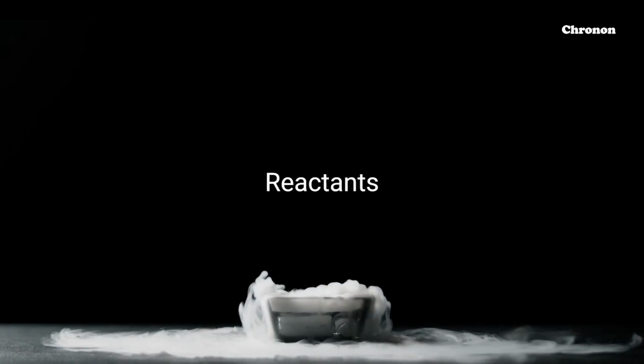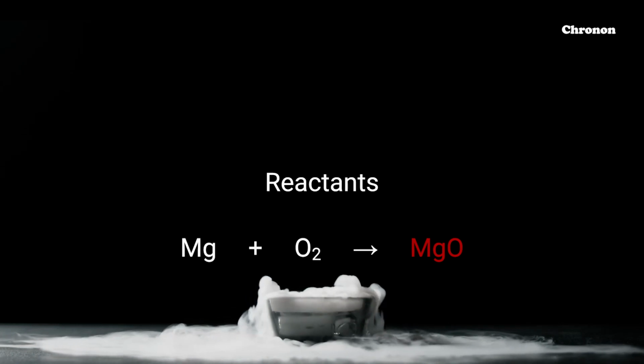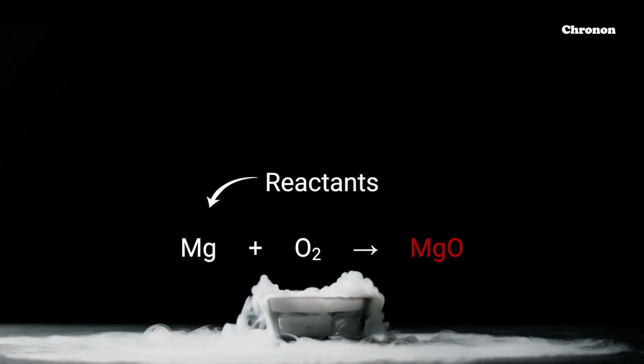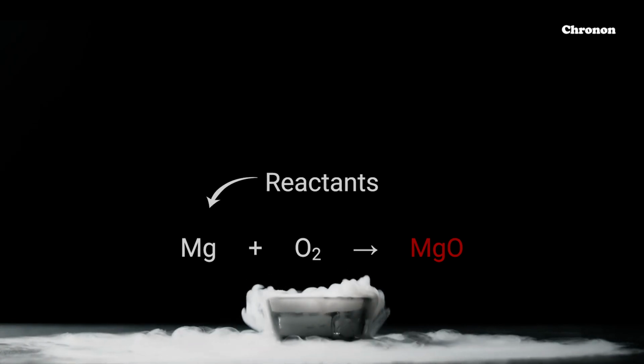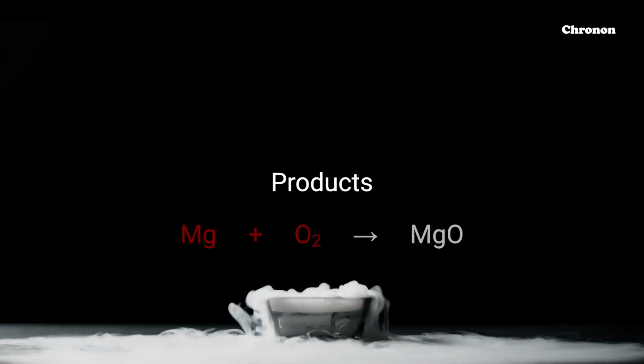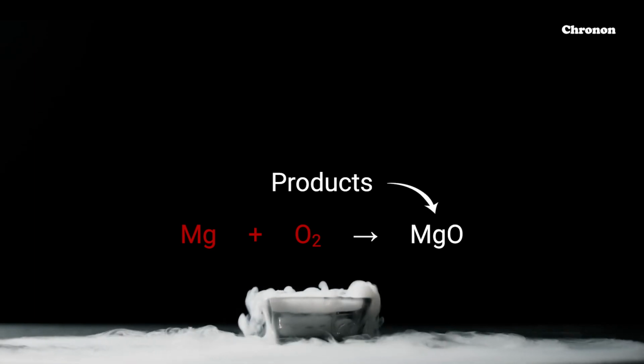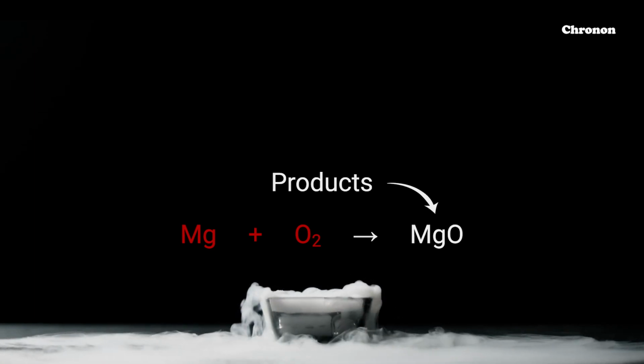Every chemical reaction can be divided into two parts, reactants and products. The substances that start the reaction are called reactants. They are written on the left-hand side of the chemical equation. For example, magnesium and oxygen are reactants in the previous equation. The substances that are produced by the reaction are called products. Products are written on the right-hand side of the chemical equation. For example, magnesium oxide is the product in the previous equation.